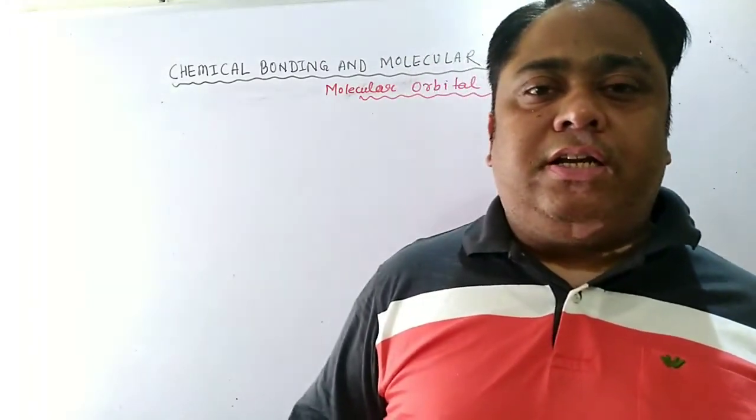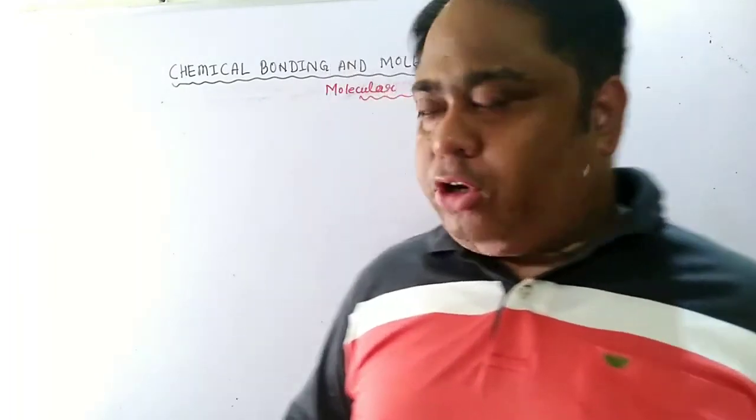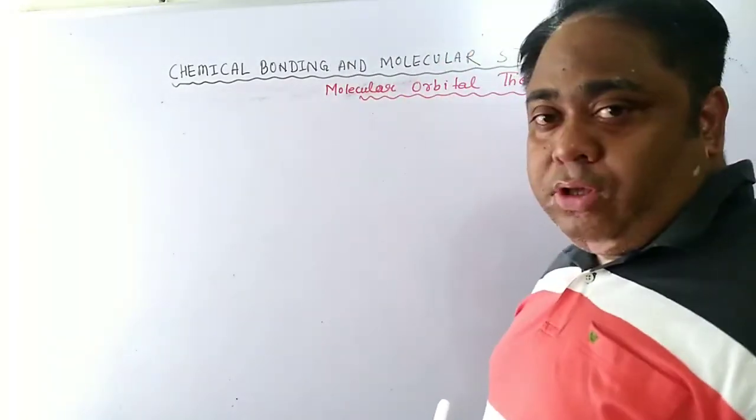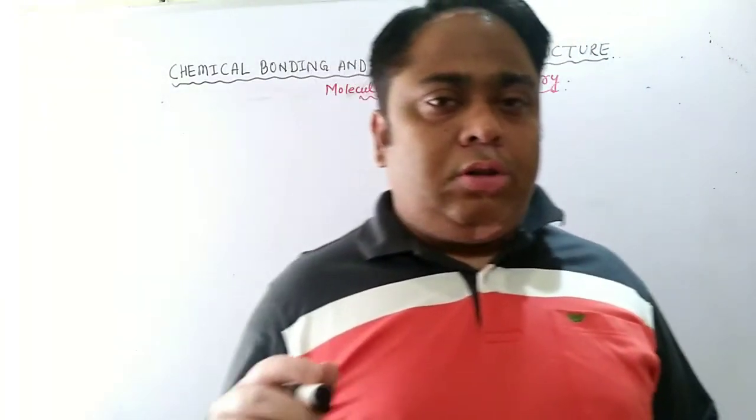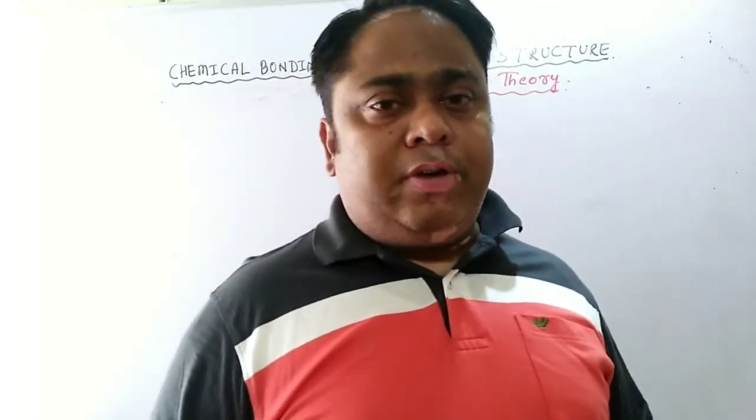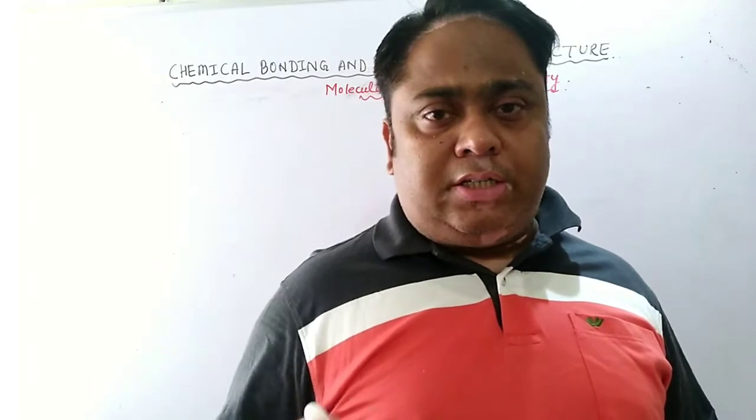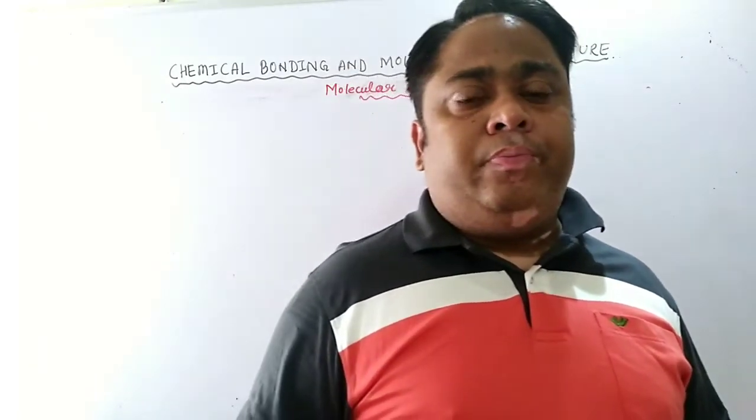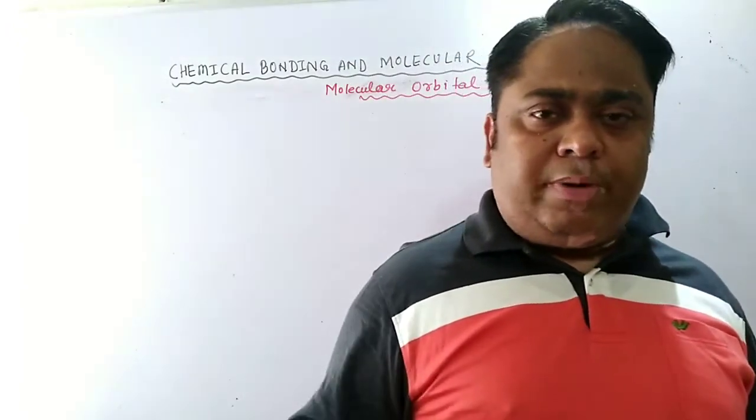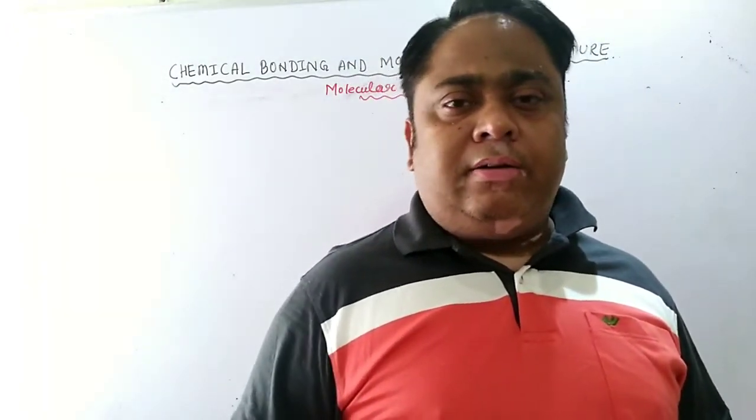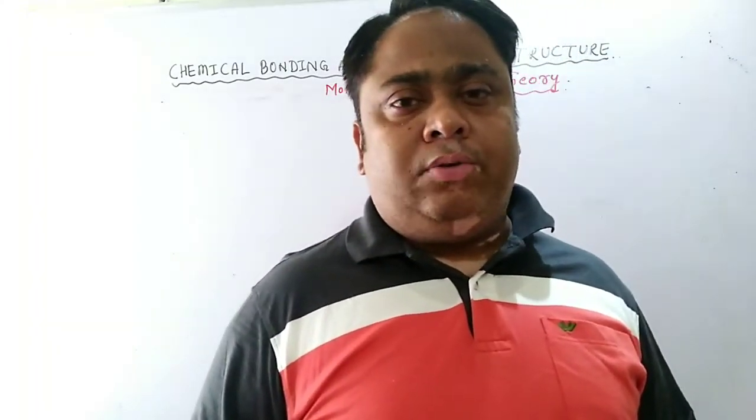As our discussion continues on chemical bonding and molecular structure, today we have reached the topic of molecular orbital theory. In molecular orbital theory, we will try to do away with all those drawbacks we found in other theories like Lewis electron dot structures, Lewis octet theory, valence bond theory, VSEPR theory, and the concept of hybridization. Whatever drawbacks were there, the answers can be given through molecular orbital theory.